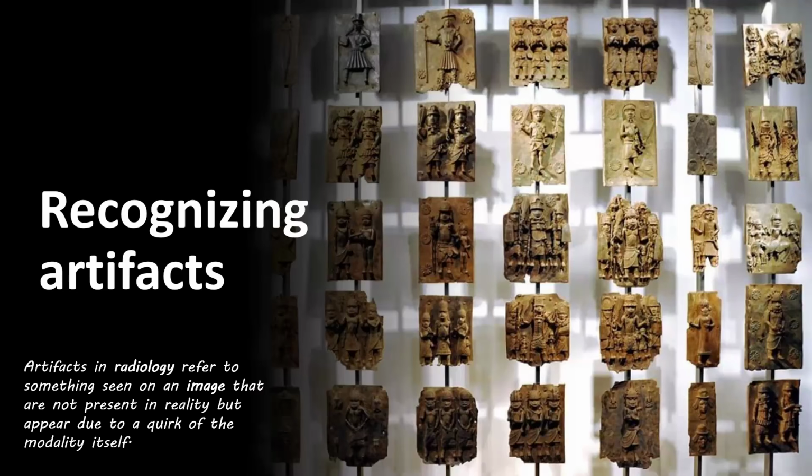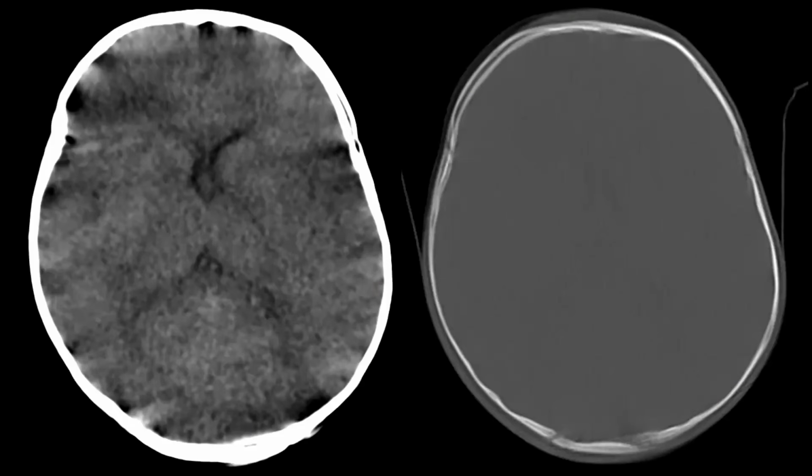And it's important to be able to recognize artifacts because you should not confuse them for pathology. And these are some of the most frequent. We see here that the brain looks very blurry and also the skull. Is this a fracture over here or not? Well, very difficult to tell what happened here.